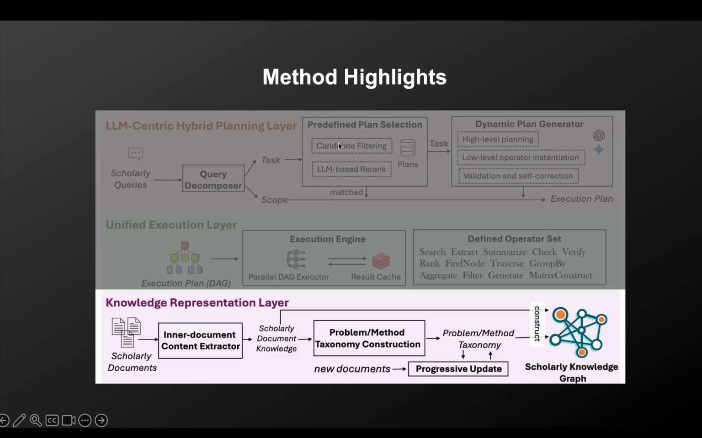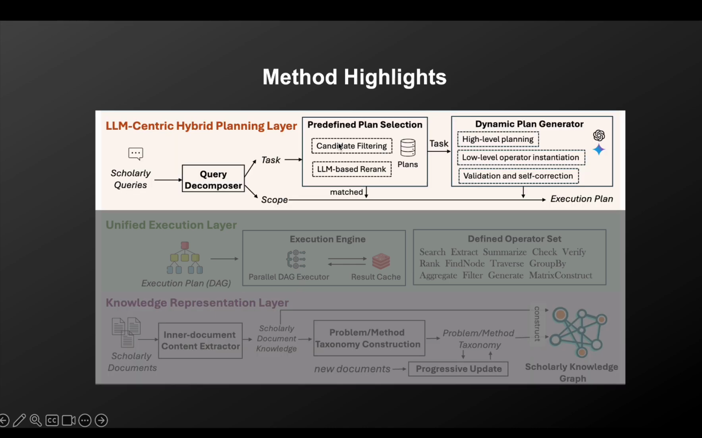Beyond that, Agentic Scholar also introduces problem and method taxonomies as first-class semantic nodes. This matters because many Tier 3 queries require reasoning at the topic level, not just over individual papers. The taxonomy is also designed to support progressive updates, so new papers can refine the structure without rebuilding everything from scratch. The second layer is the planning layer, which is an LLM-centric hybrid query planner.